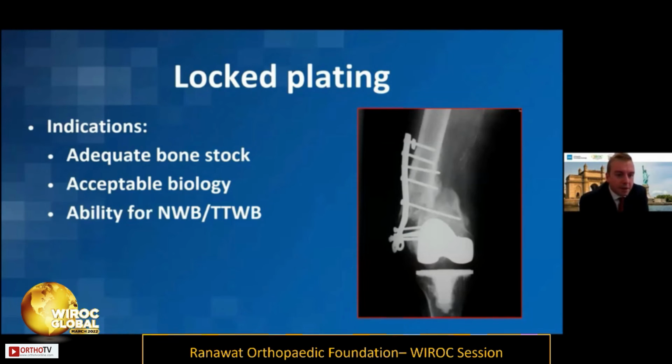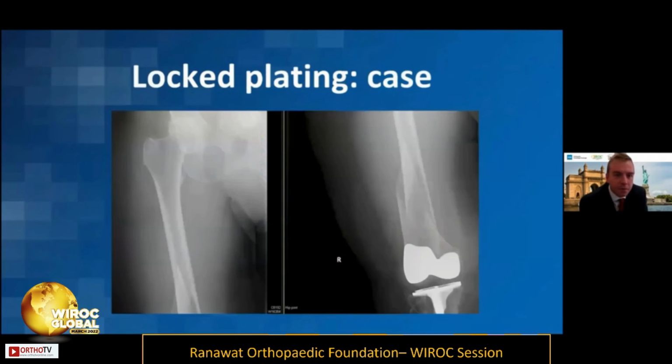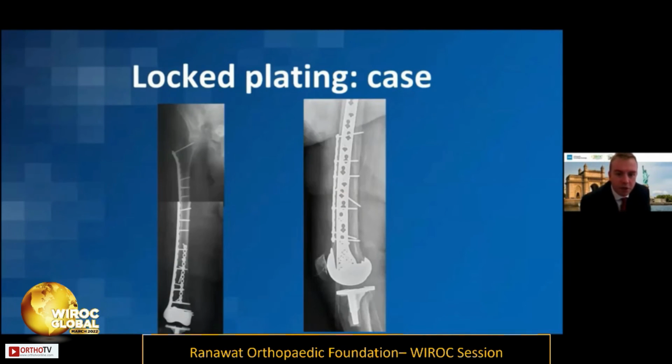Locked plating: the main indications are adequate bone stock, acceptable biology, and the potential for non-weight bearing or toe touch weight bearing for a period of time. This is a case of Dr. Gosden's, a spiral periprosthetic fracture above a knee, in which she did dual plating and, as she said in the principles for her hip, spanning the length of the femur and really getting fixation and respecting the biology.